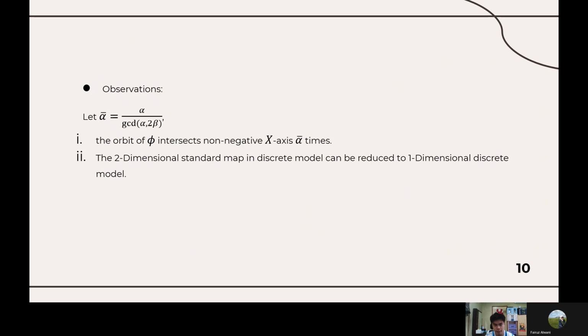From these figures, we observe that when alpha bar is equal to alpha over the GCD, the greatest common divisor, of alpha and 2 beta, the orbit of s, which is our map of the island chain, intercepts non-negative s at least alpha bar times. Also, we get that the two-dimensional standard map in the discrete model can be reduced to a one-dimensional discrete model. We will talk further about how we can reduce the two-dimensional standard map to the one-dimensional discrete model.